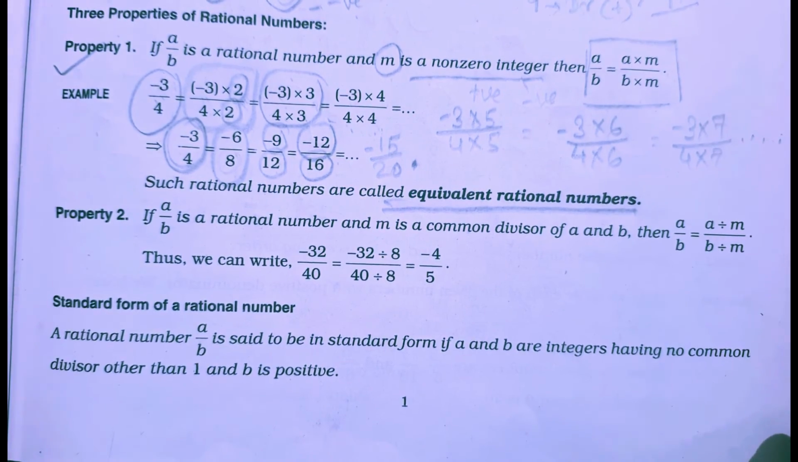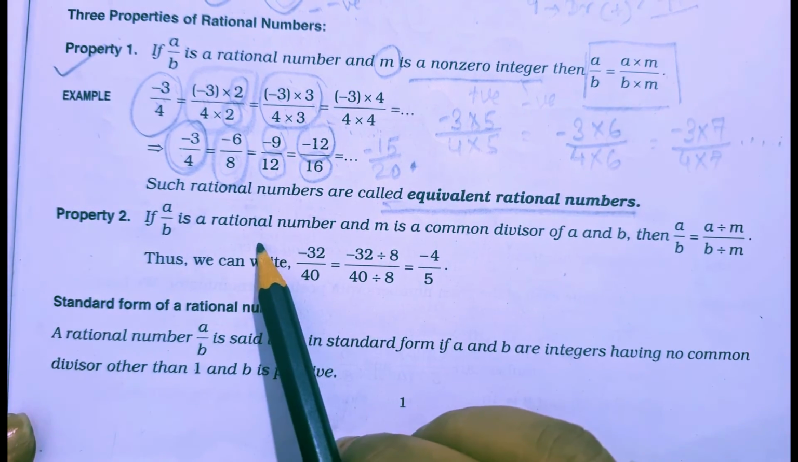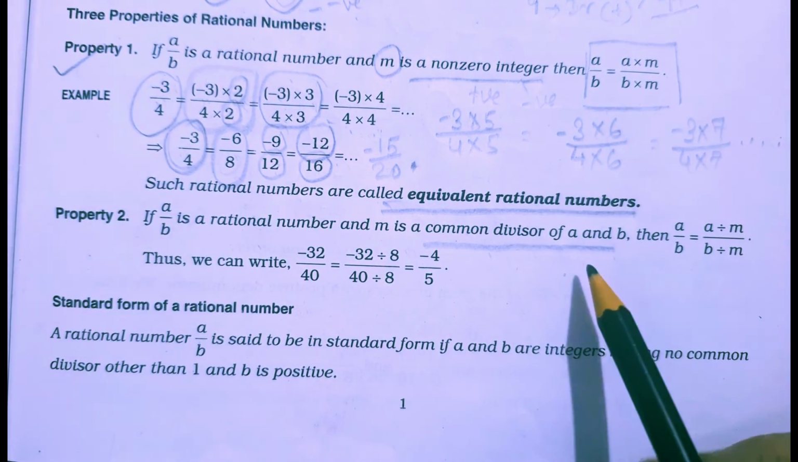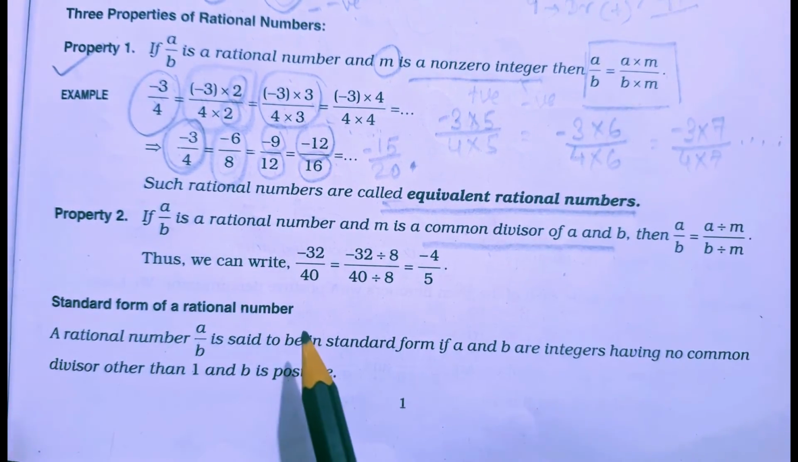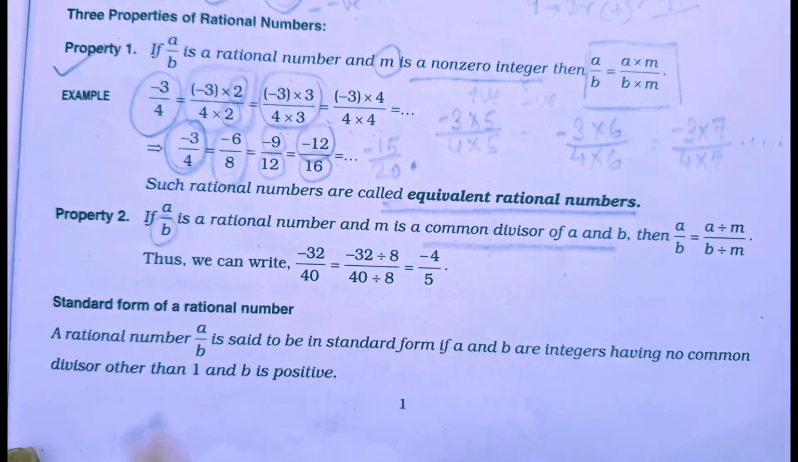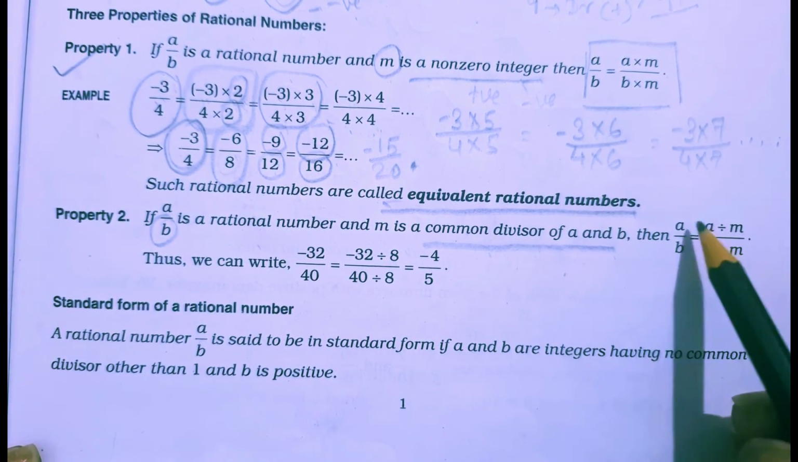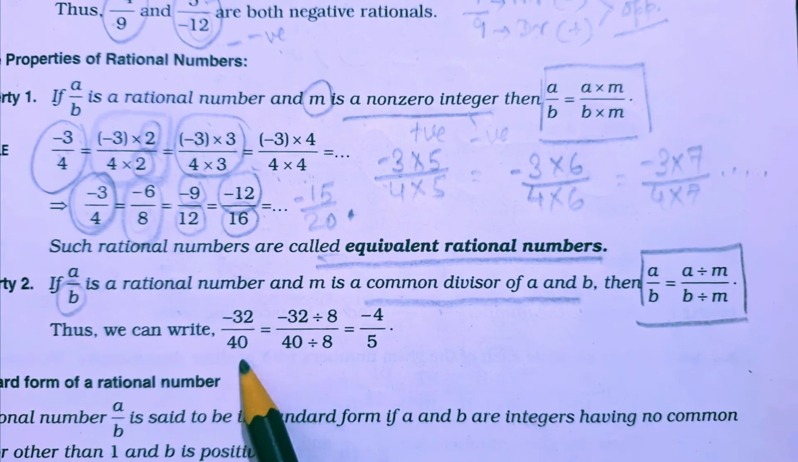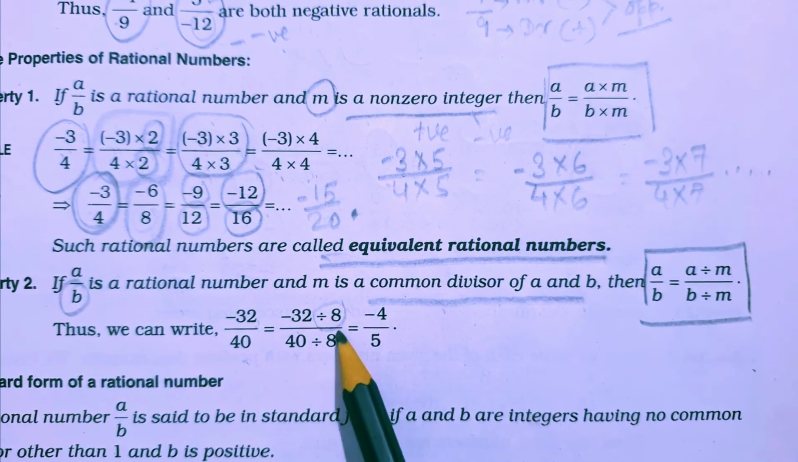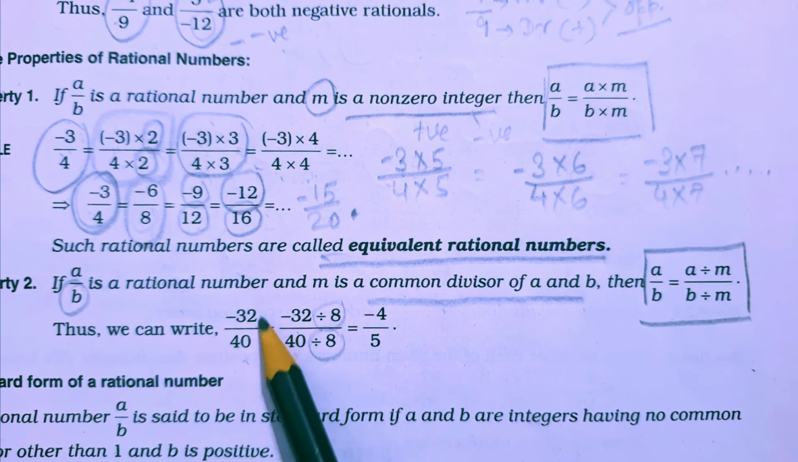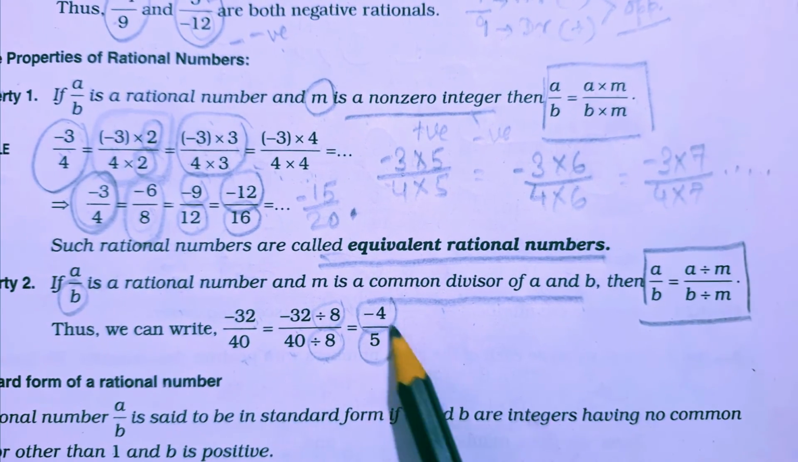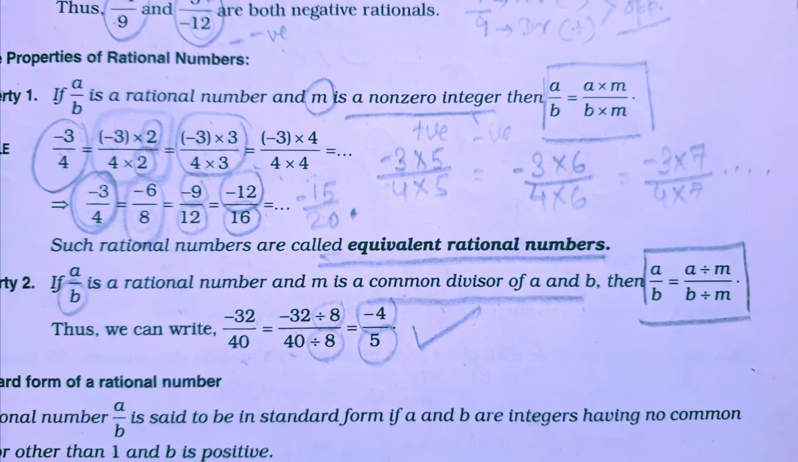Next, what does the second property state? It states that if a by b is a rational number and m is a common divisor of a and b, common divisor of a and b means it divides the number a and does not leave any remainder, that means the remainder is 0, and that same divisor also divides b and does not leave any remainder. Then, for example, we can write minus 32 by 40 in the form a by b as minus 32 divided by 8 and 40 divided by 8, where 8 is a common divisor of 32 and 40. Minus 32 divided by 8 is minus 4 and 40 divided by 8 is 5. So this is how you will approach your rational numbers.